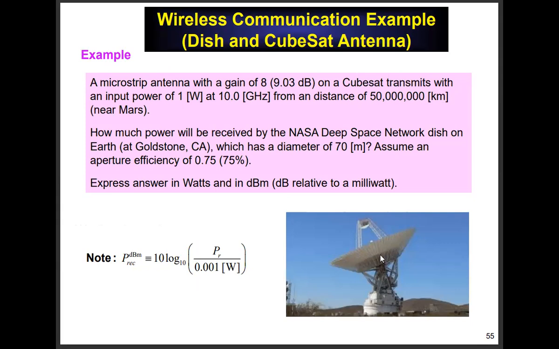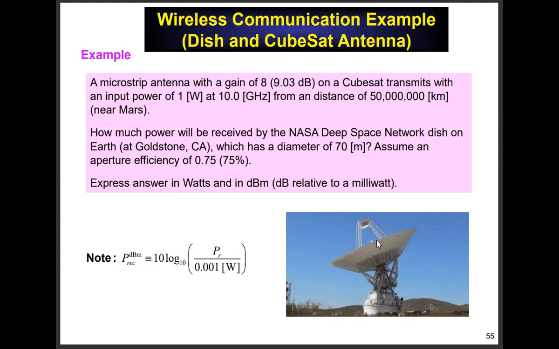Here's an actual picture of the dish that's been referred to in the example, part of the NASA Deep Space Network, where they have big dishes in various locations around the world. This is the one at Goldstone, California, which has a diameter of 70 meters. And we're going to assume it has an aperture efficiency of 0.75 or 75%.